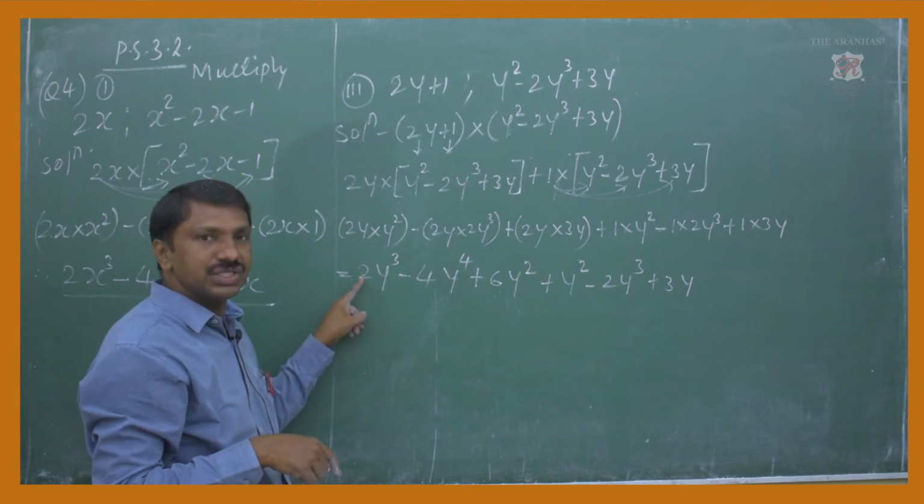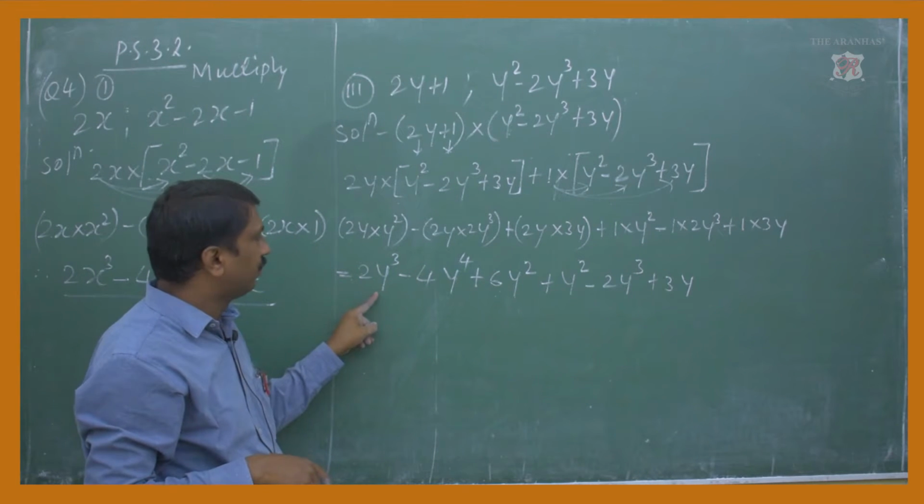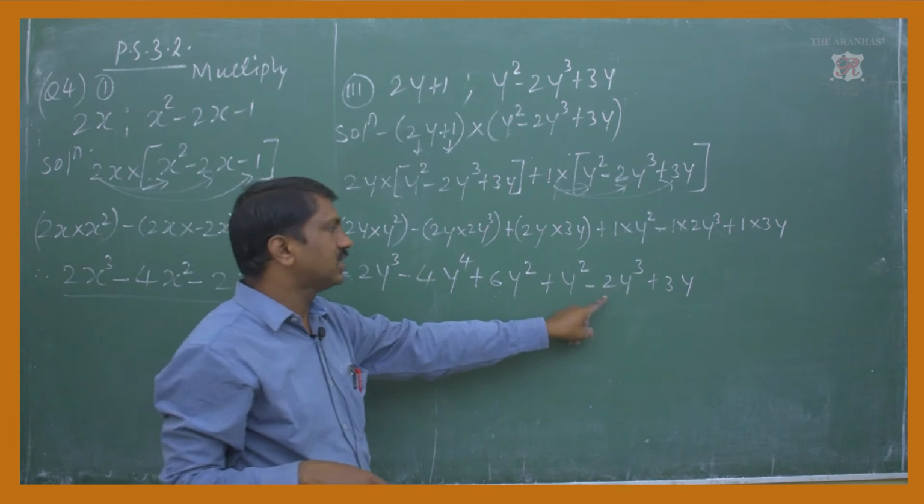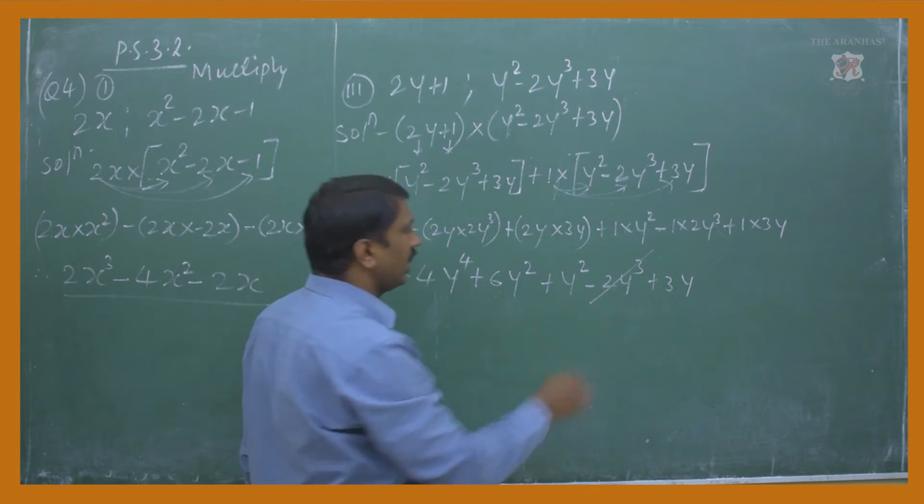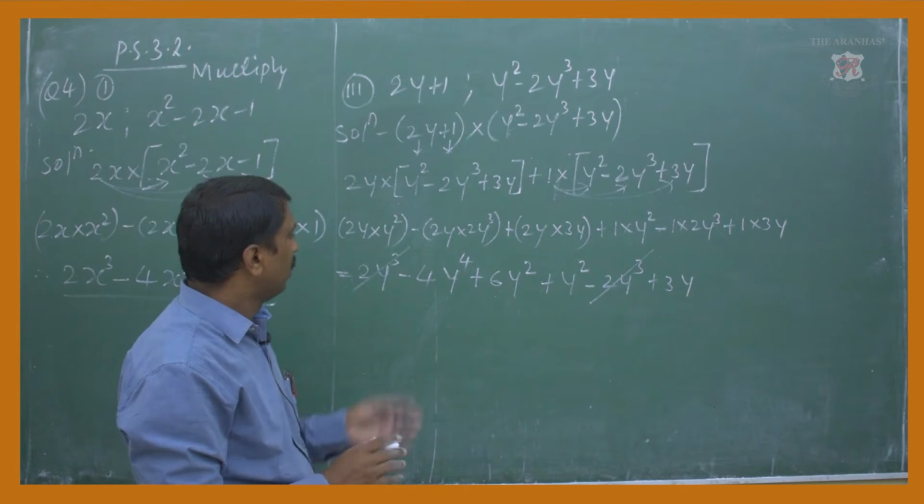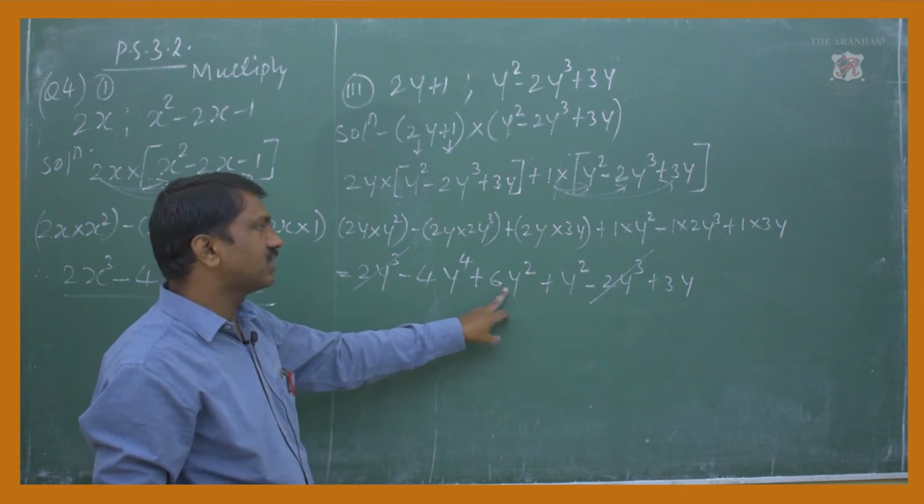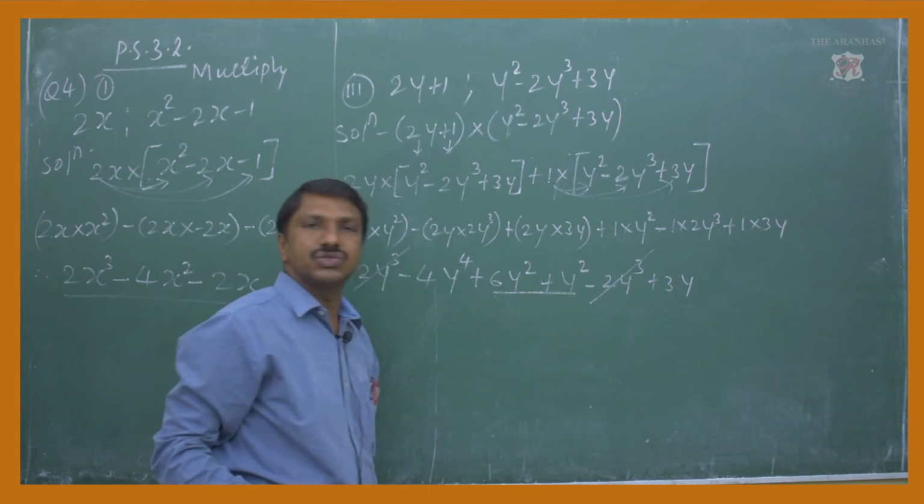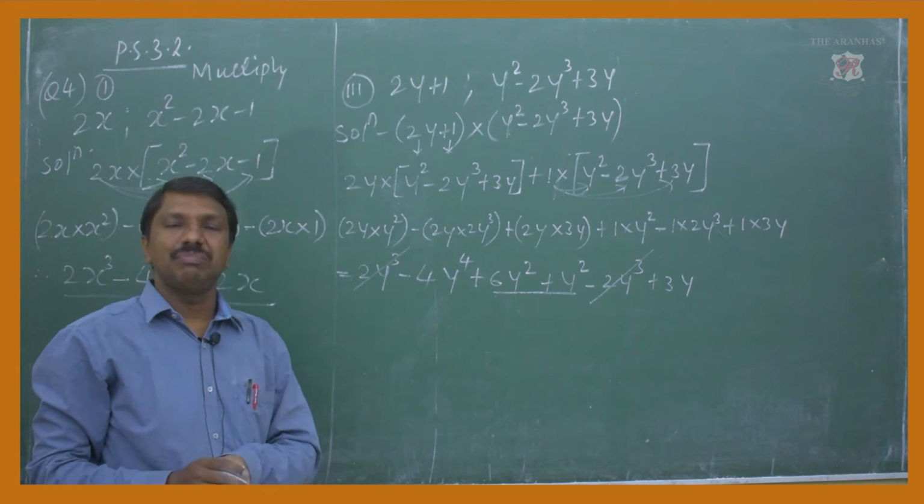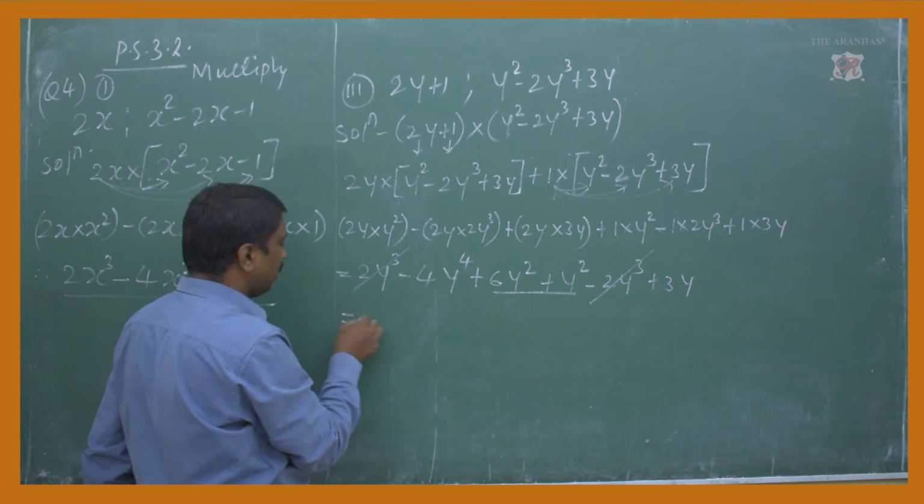Immediately you will come to know this is 2y cube, and here it is minus 2y cube. So plus 2y cube minus 2y cube will be cancelled. Next, 6y square and 1y square are like terms, with the same signs also. So obviously what is going to happen? Addition. And the rest of the terms, what will we get?